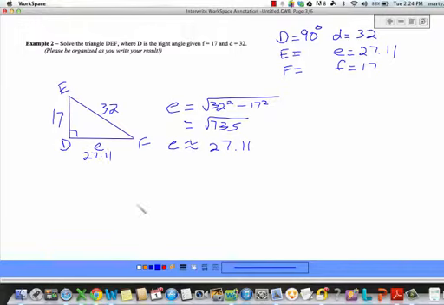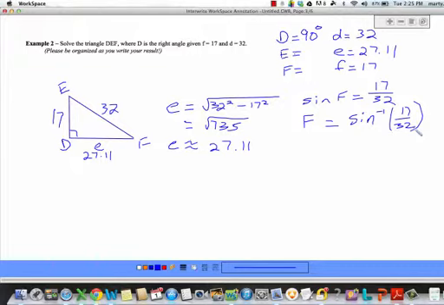Next thing I need to do is find either angle E or angle F. I like to use the values that were given, so I don't want to use 27.11, which is rounded. So if I was going to find F, I know 17 and 32. Therefore, I'd have the sine of F is equal to 17 over 32, which means F is equal to the inverse sine of 17 over 32. Put it into your calculator. Make sure that you're in degrees, and I get 32.09. F is 32.09.